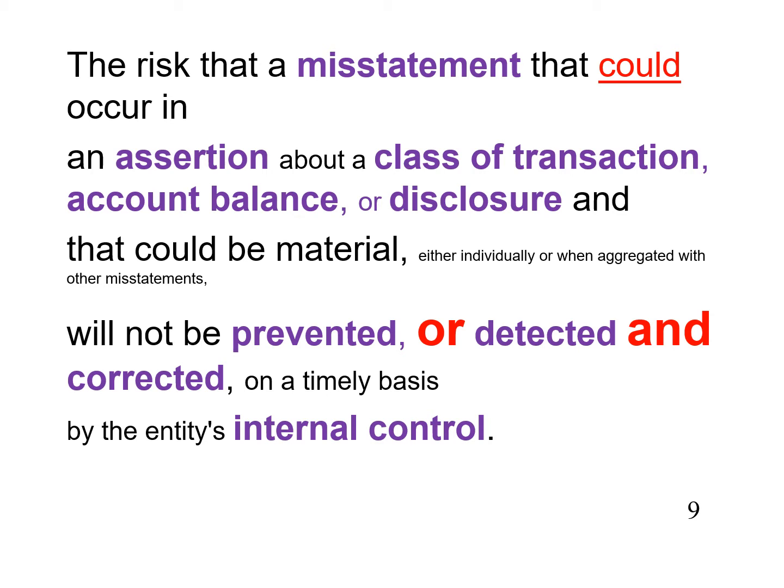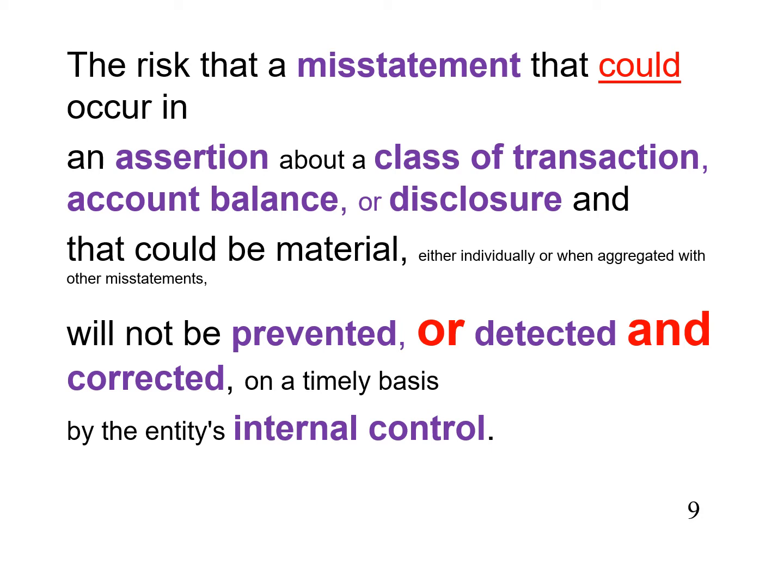Then this thing about assertion, class of transactions, account balance, or disclosure, that's a lot of words, but we know assertions apply to transactions, account balances, and disclosures. So we audit the assertions. There could be a material misstatement in an assertion, and then we know that assertions relate to transactions, account balances, or disclosures. Will not be prevented or detected and corrected by the entity's internal control.